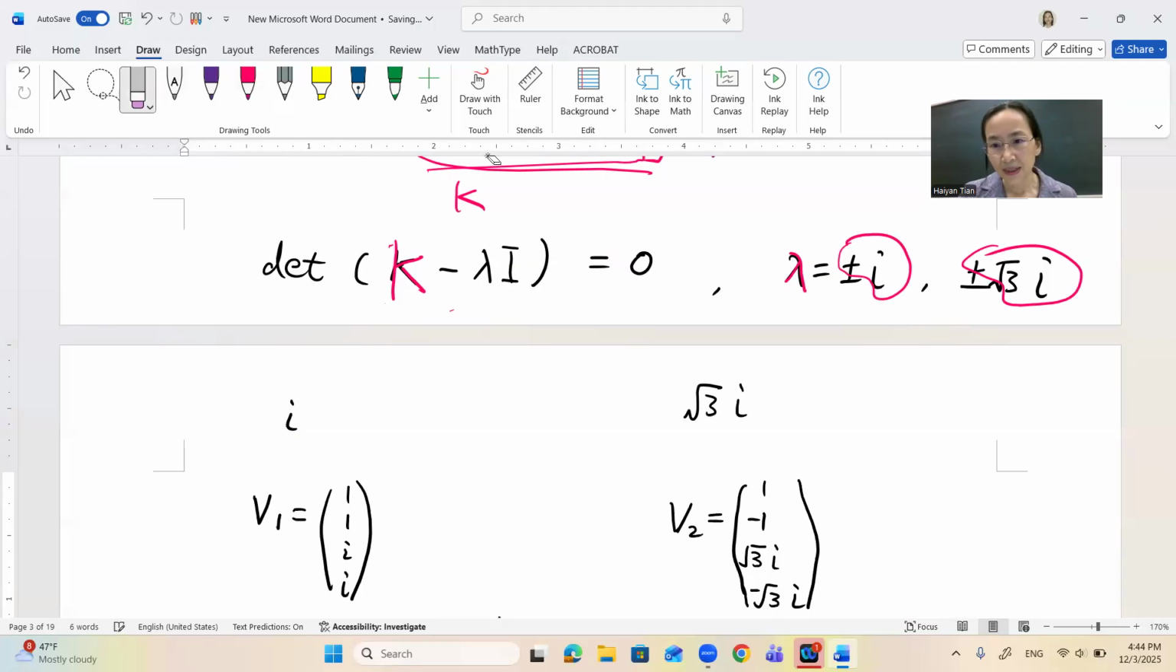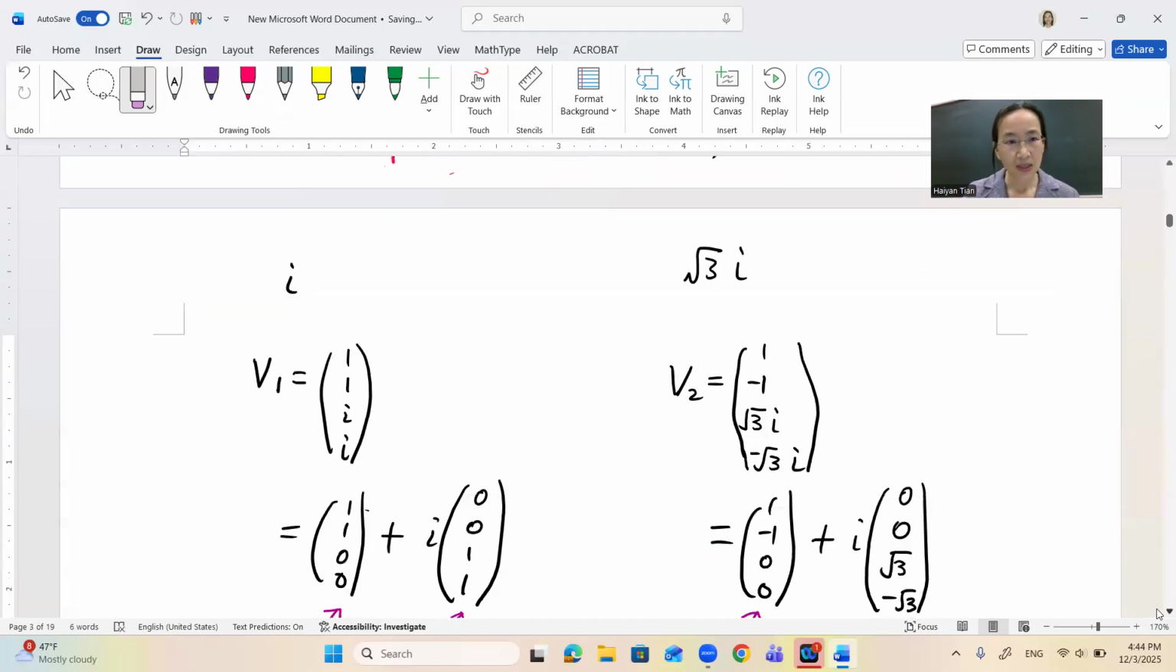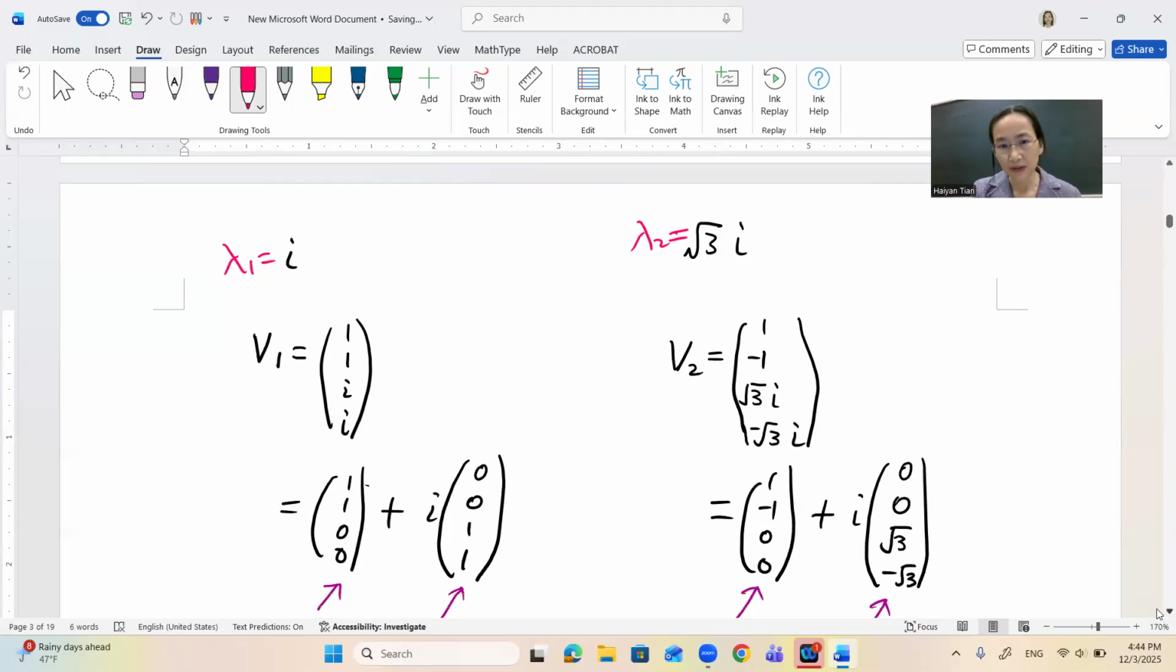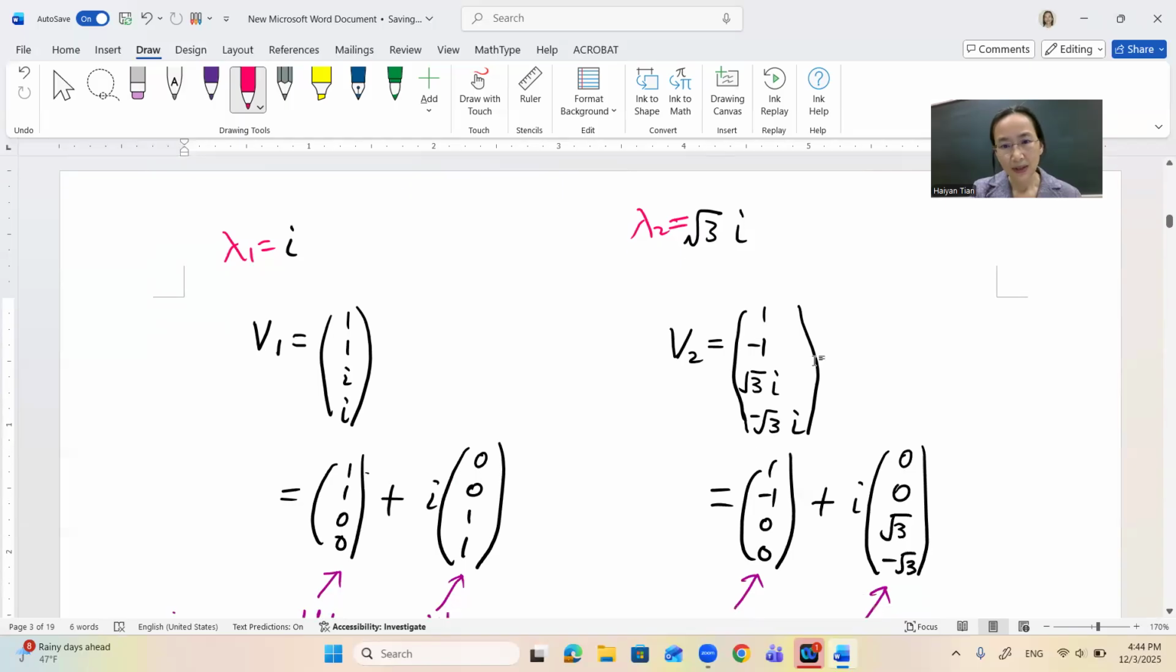For this pair, we pick just the positive square root 3i. And then we can find the corresponding eigenvectors for each eigenvalue. So for lambda 1, we find eigenvector v1. For lambda 2, we find its corresponding eigenvector v2.